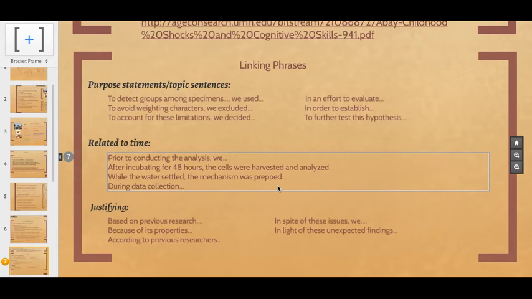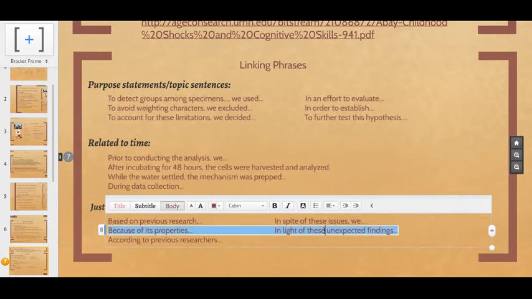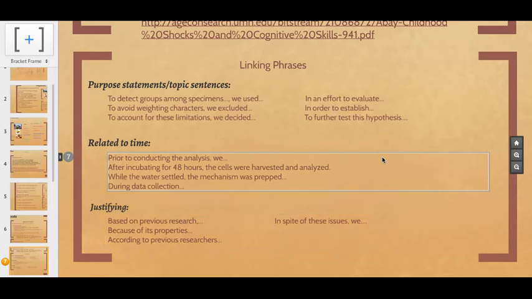So this kind of language right here, this is a good segue into our results and discussion. "In light of these unexpected findings" is definitely a good phrase to use in your discussion section when you're interpreting your data, because you're going to be talking about the findings, but not necessarily in the method. So I'm actually going to delete that from here.